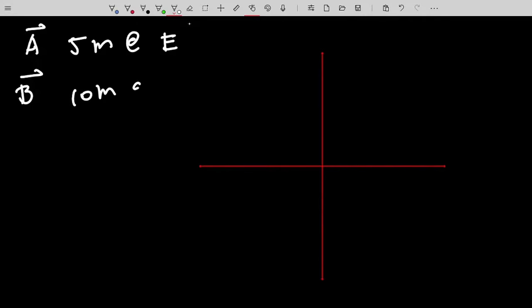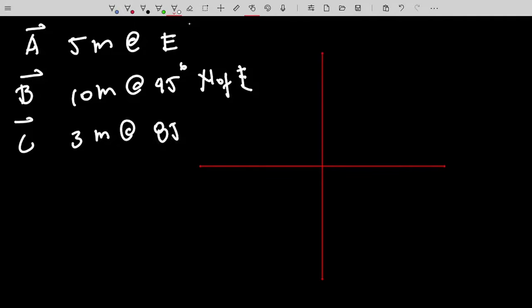Now what if our vector A is 5 meters east, your vector B is 10 meters at 45 degrees north of east, and your vector C is 3 meters at 85 degrees south of west? How should we do that? Again, it has 3 vectors, so the only method that we can use is the head to tail.